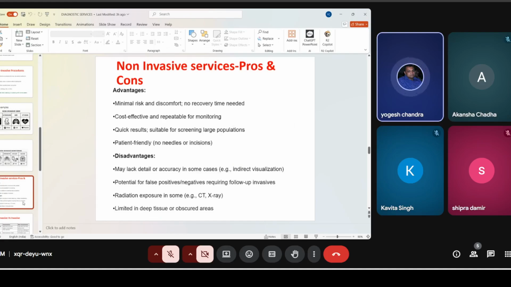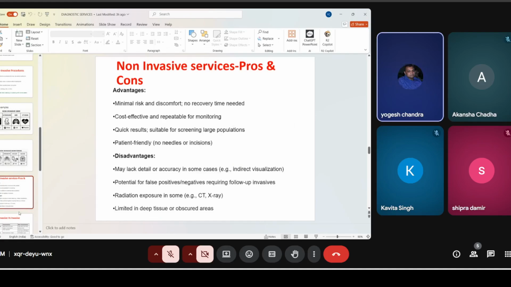Limited in deep tissue and obscured areas. Because if we have to go very deep inside the tissue, it is not possible with X-ray. Of course, there is the barium enema and all that. They're also a highly specific type of X-ray. But again, they're not going into deep tissue, they just show some kind of change in the shape of the intestine or something like that.